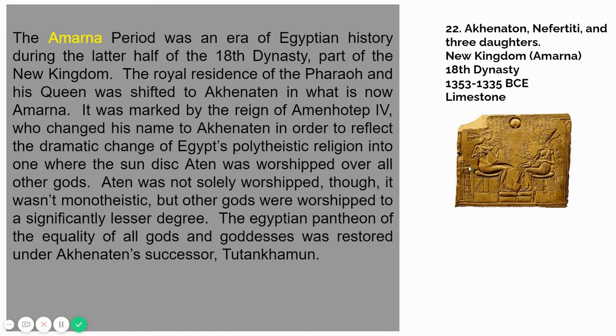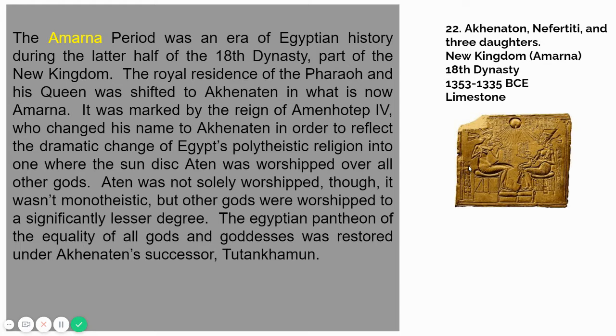Before we get into some of the details about this piece, let's go over our identifying information, and then we're going to talk a little bit about this period of Egyptian history. So this image is image number 22. It's titled Akhenaten, Nefertiti, and Three Daughters. It's from the New Kingdom during the Amarna period in the 18th dynasty, about 1353 to 1335 BCE, and we're looking at a carved limestone block.